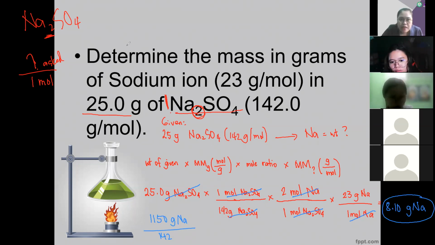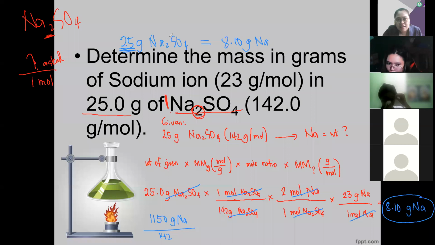So, ano na? Sa 25 grams na compound na sodium sulfate, meron ka dyan 8.10 grams ni sodium. So, the rest na, di ba 25 minus 8.10, the rest na naiwan, yung 16.9 grams, para na yun sa sulfur and also sa oxygen. So, ang hinanap lang natin dito yung amount ni sodium na present sa compound natin with the given weight, 25.0 grams. Okay? Sige, let's have another example.